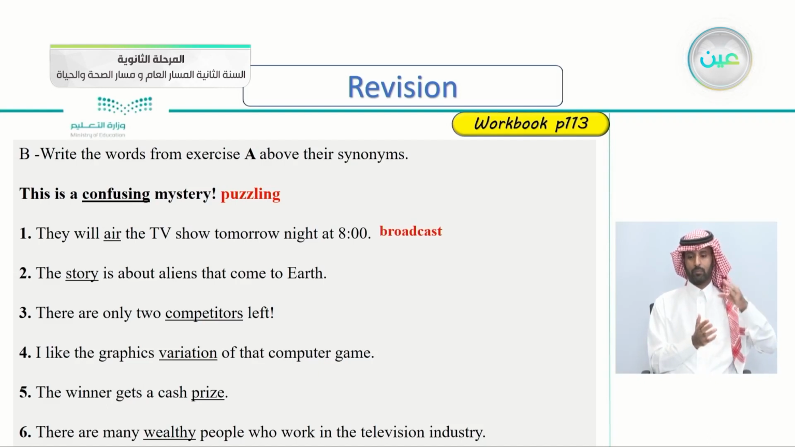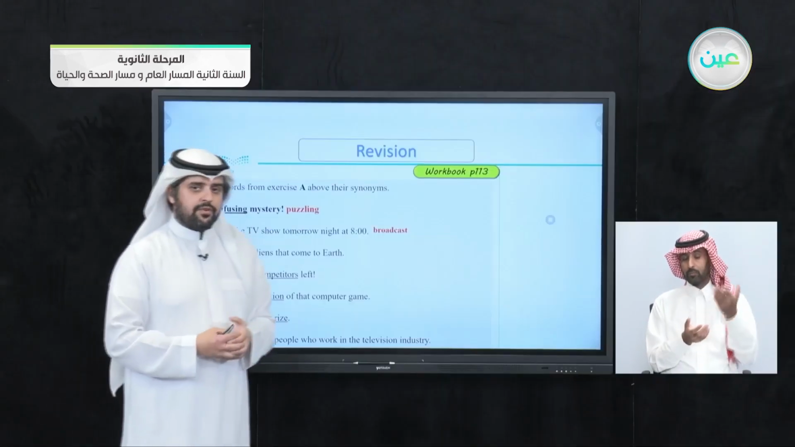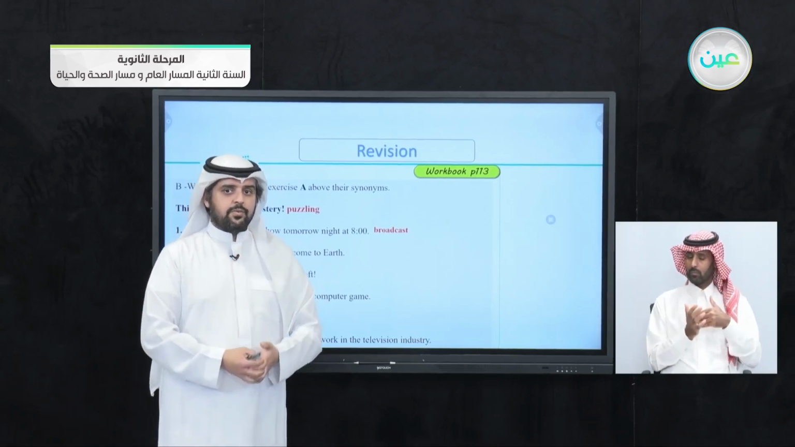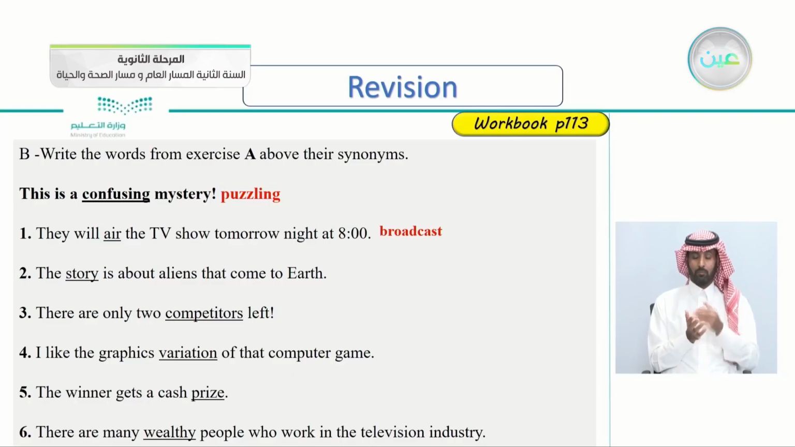The story is about aliens that come to Earth. The word story here, what's the synonym for the word story from exercise A? If you remember the last word, yes, that's correct. Of course, it's plot. You can say the plot is about aliens that come to Earth.